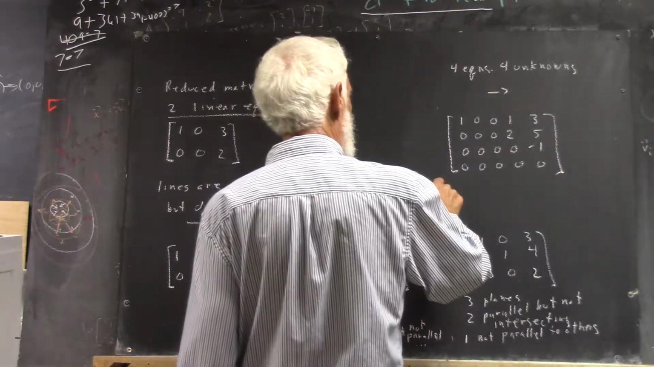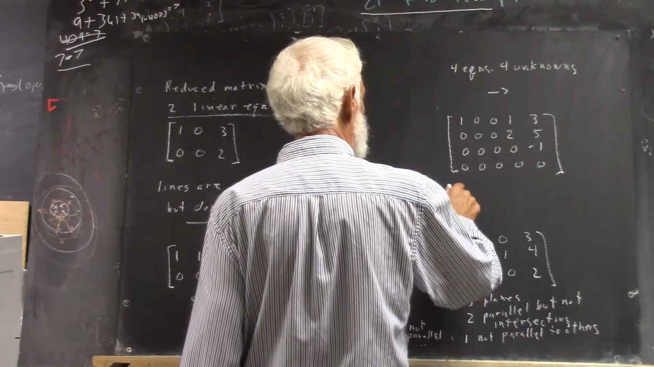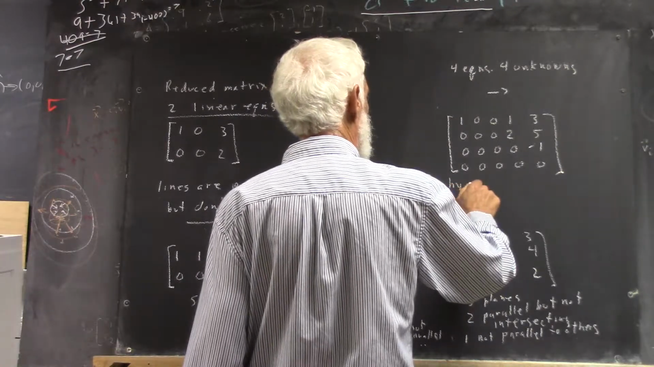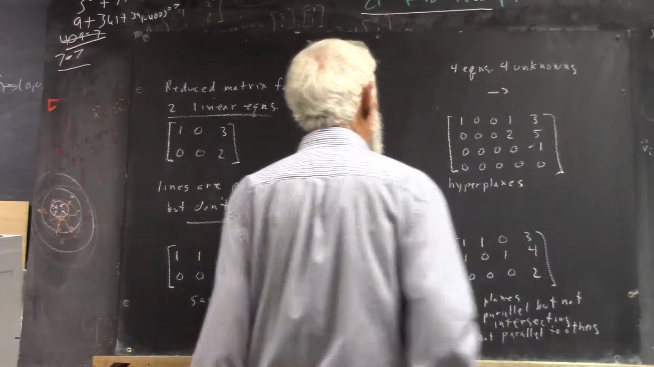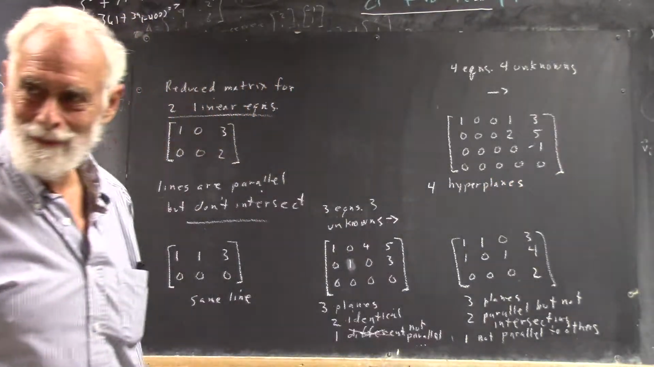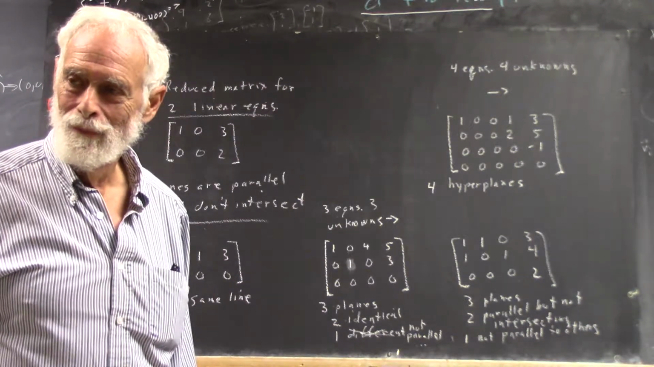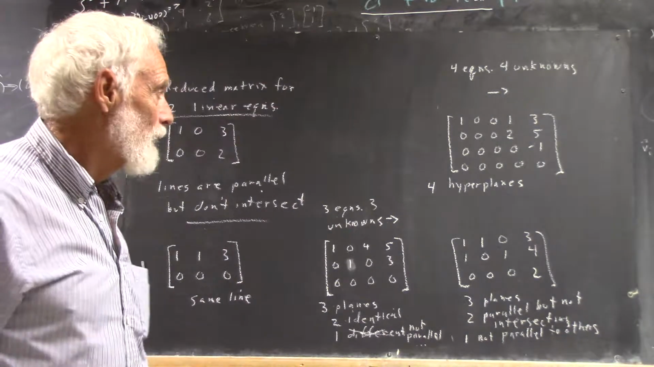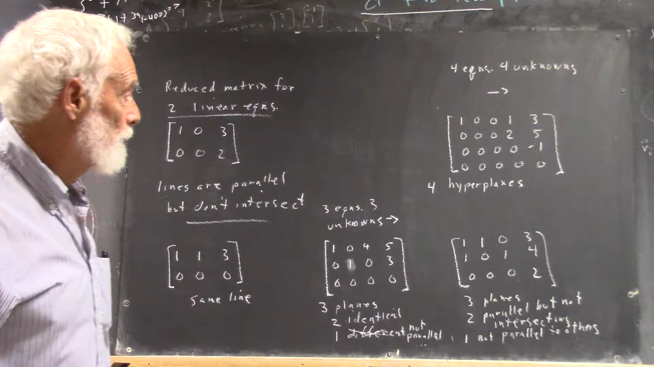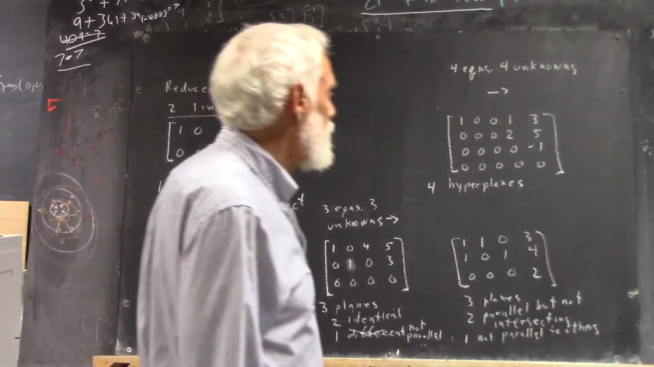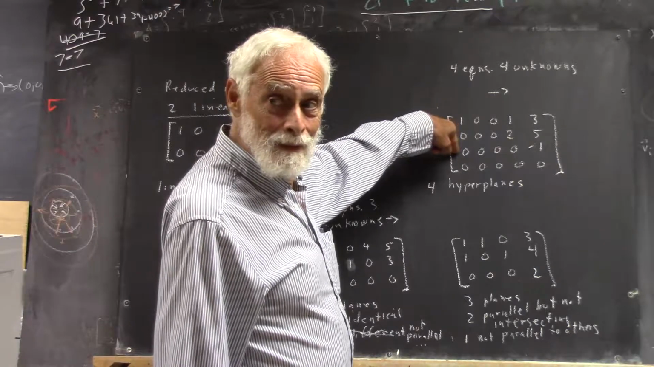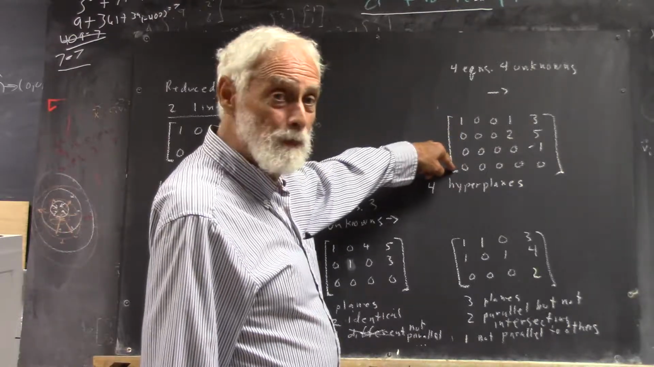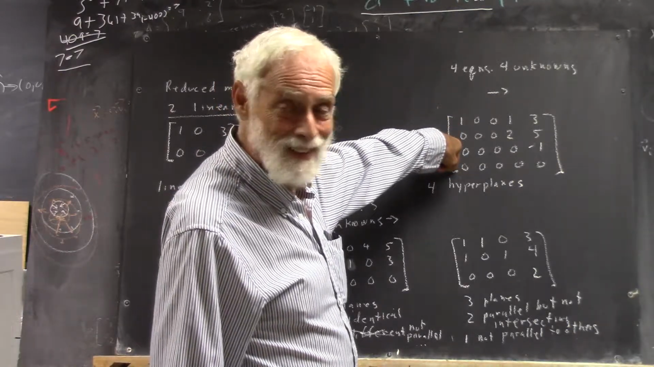Okay, so what you have is four hyperplanes. There'd be two parallel three-dimensional spaces there. Yeah, two of them would be parallel but not intersecting. But there are also two of them that intersect. That are the same, right?